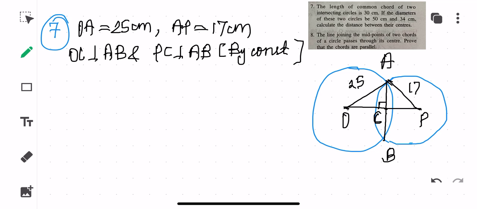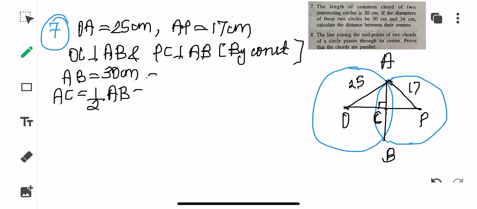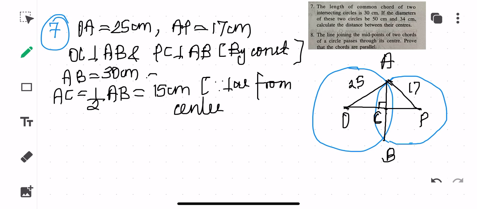Now, the length of the chord, that is AB, has been given as 30 centimeter. So it is understood that AC will be equal to half of AB, and this will be equal to 15 centimeter. Why? Because the perpendicular from the center of the chord bisects the chord. So this you know already.